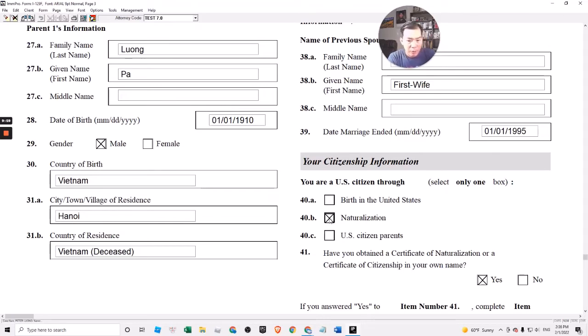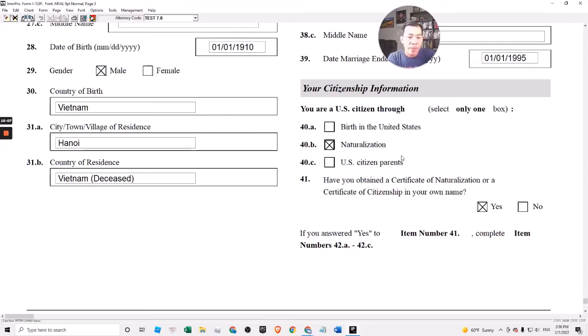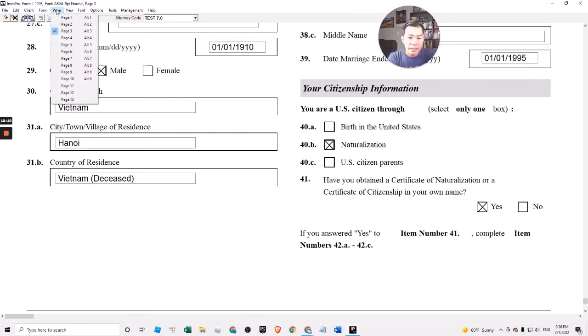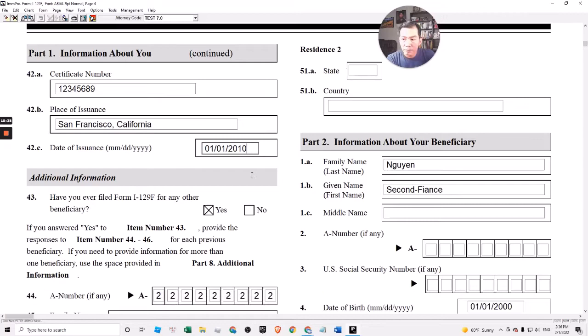Naturalization: if you have the certificate of naturalization in your name, check yes here. And on the next page, page number 2, you have to provide the citizenship information. So on your certificate of naturalization, you have to locate that. If you misplaced it, you can leave it blank. But you have to submit your evidence of citizenship, either your certificate of naturalization or your US passport. You put information here, date of issuance.